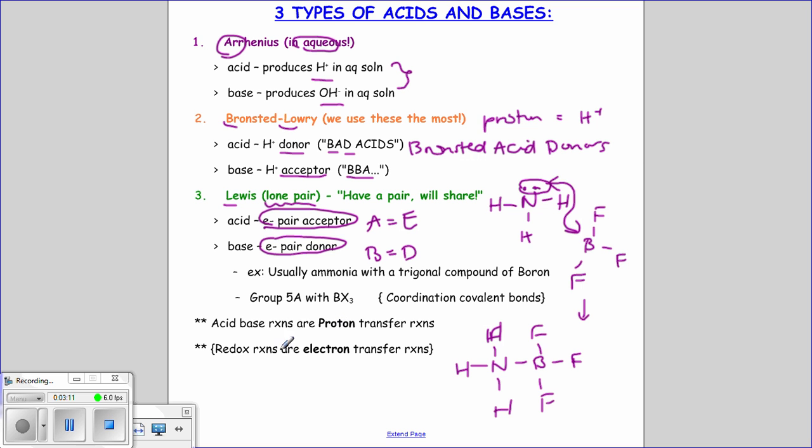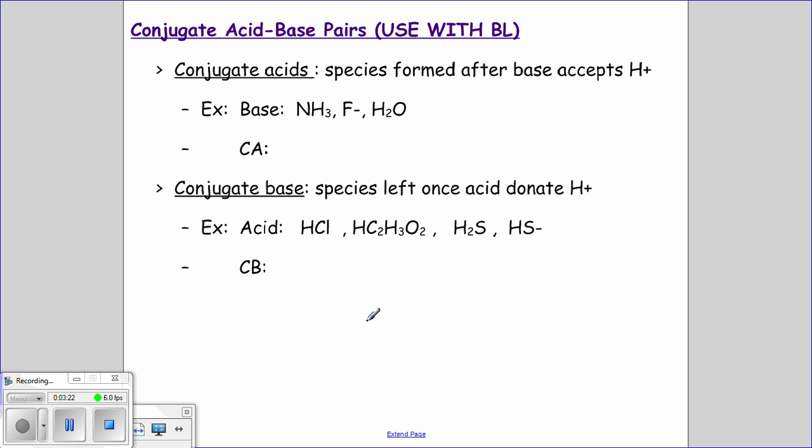All right, so that's just exactly what I told you. We're going to talk about redox reactions, electron transfers, later. In redox reactions, we'll kind of revert back to Lewis acid-base reactions as well. So the word conjugate: whenever I ask about conjugate acids and bases, I'm usually referring to the most common acids and bases we talk about, which are the Bronsted-Lowry ones.